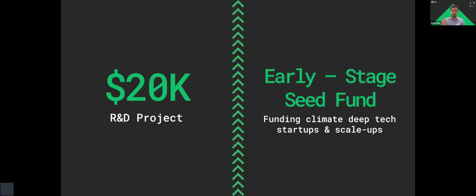So for those of you who are part of the Clean Tech Accelerator, if you're successful in coming through, we also have at the end of that up to $20,000 to support an R&D project at the university. So that's where you would engage with an academic to solve a challenge. So maybe you don't have the expertise in a particular area, and we might have an academic who can solve that.